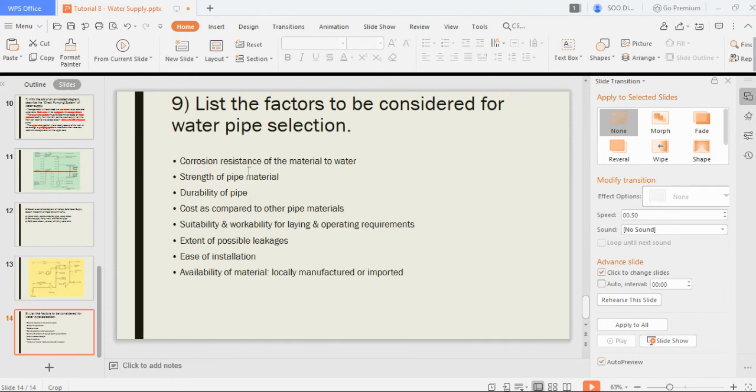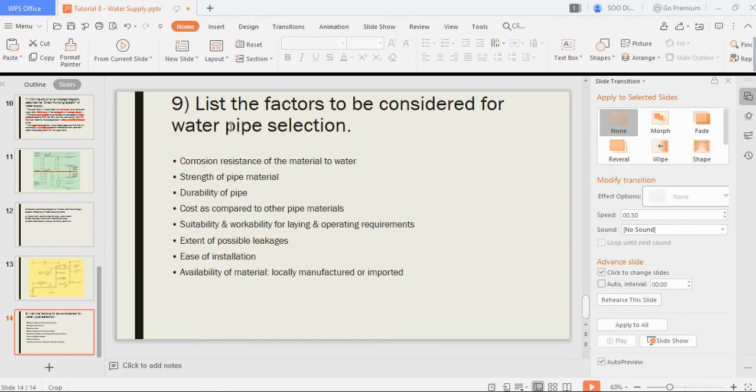First is the corrosion resistance of the material to water, strength of pipe material, durability of pipe, cost as compared to other pipe material, suitability and workability for laying and operating requirement, extent of possible leakage, ease of installation, and availability of material, either locally manufactured or imported.